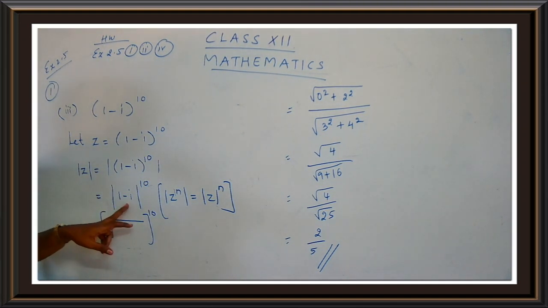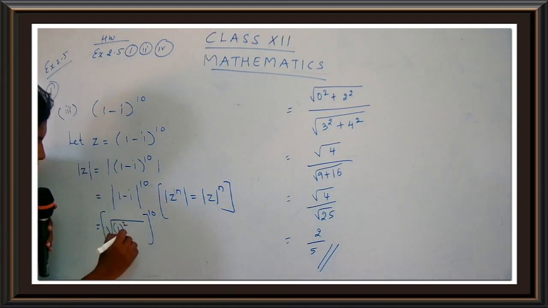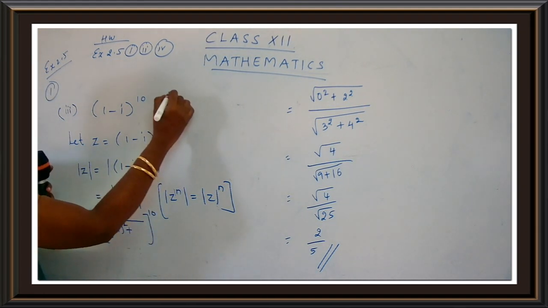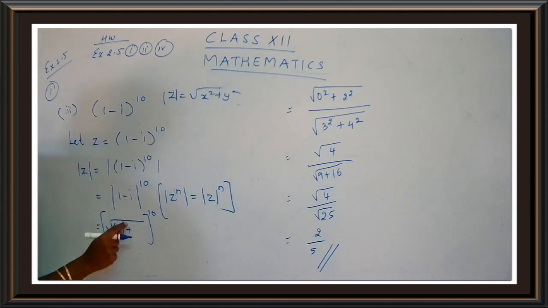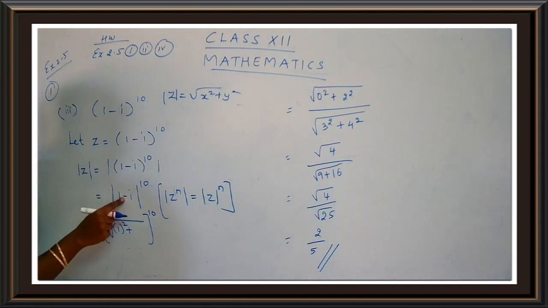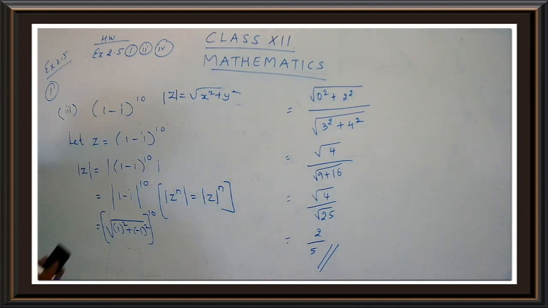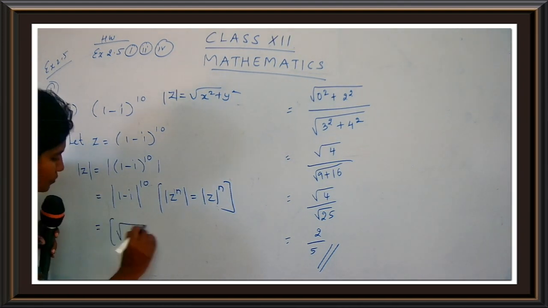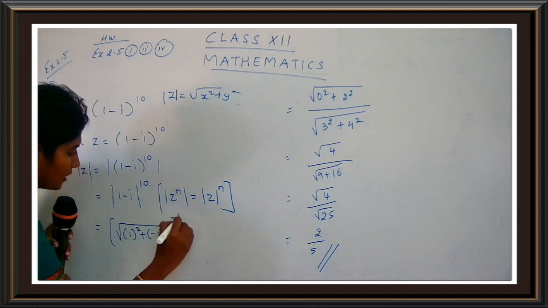That's minus 1. So you get here 1 square plus, remember the formula. You remember the formula, children? Square root of x square plus y square. So 1 square plus, what is the imaginary part here? It's minus 1. Minus 1 the whole square, the whole raised to 10. Are you able to see, children? I'll write a little bigger for you. So this is equal to square root of 1 square plus (minus 1) the whole square, the whole raised to 10. Clear? Okay, let's go for the next step.